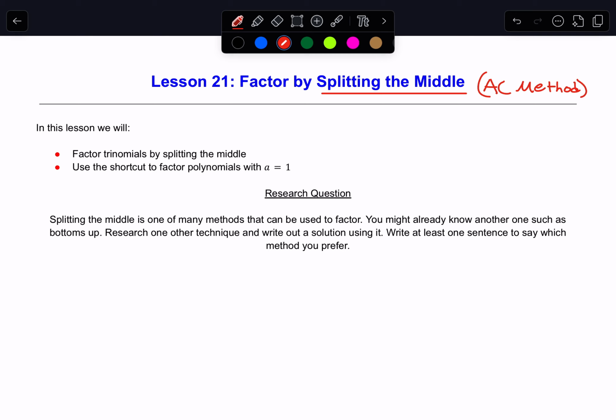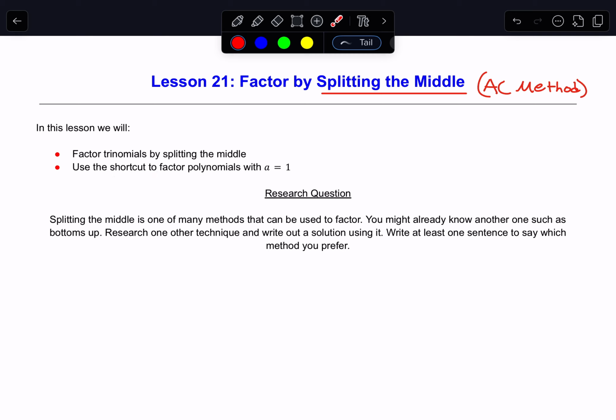So splitting the middle is what we're going to start off with, and then the full method is usually referred to as the AC method. But I've seen it called both ways, so whichever you prefer, quite honestly. All right, so in this lesson, we're going to factor trinomials by splitting the middle, so using the AC method. And then afterward, I'm going to show you the shortcut for when the polynomials have an a equals 1 coefficient.